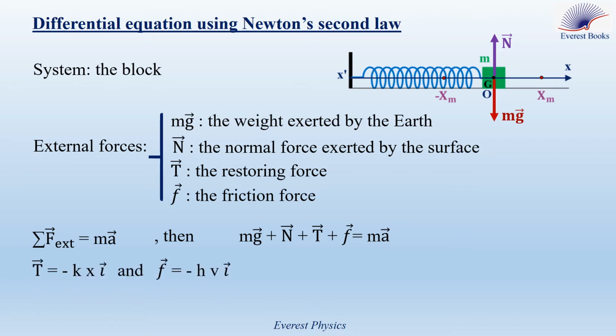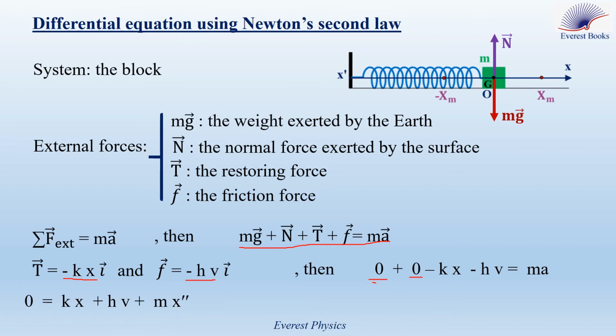Recall that the expressions of the spring force and the friction force are T equals minus kxi and f equals minus hvi. Now let's project the vectors of this equation along the x-axis. Let's start with the weight and the normal force. These forces are vertical, so they do not have components along the x-axis. Now, the spring force becomes minus kx and the friction force becomes minus hv.